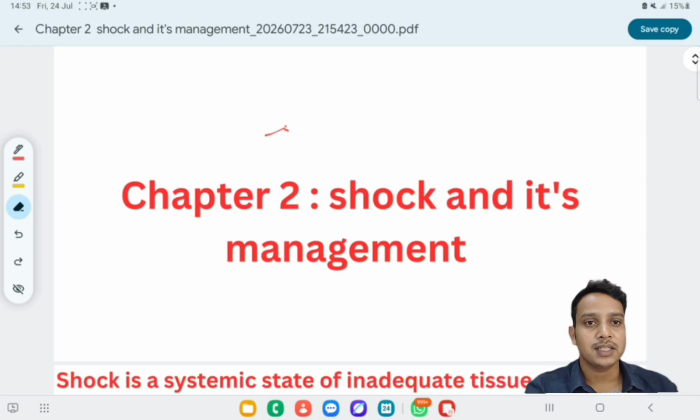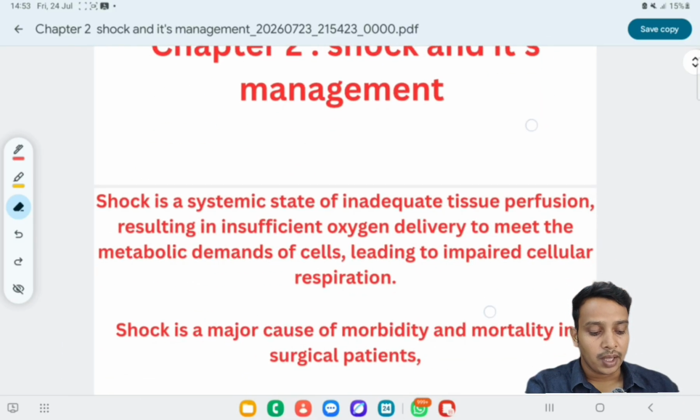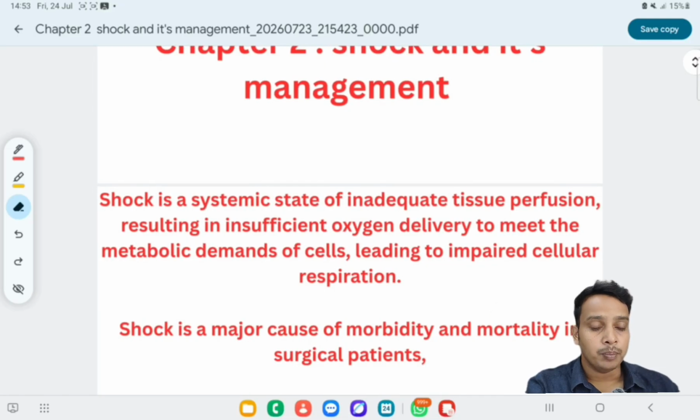So shock is a systemic state of inadequate tissue perfusion leading to anaerobic metabolism and impaired cellular respiration. So basically whenever there is shock, there is a decrease in the tissue perfusion. So whenever there is a decrease in the tissue perfusion, body's aerobic metabolism will shift to the anaerobic metabolism, leading to the hamper in the cellular respiration, and anaerobic metabolism will happen and there is a formation of lactic acidosis. So remember friend, shock is one of the major cause of morbidity and mortality in surgical patients.